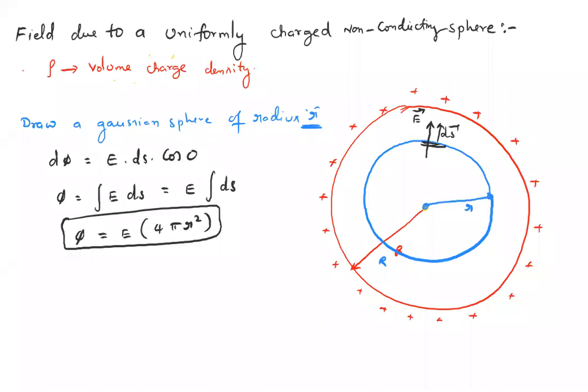Now, next one is field due to a uniformly charged non-conducting sphere. It is also similar to the conducting sphere, only the variation will come at the inside point. Outside and on the surface it is the same as the previous result. Only the variation will come for the inside point. How the variation will come at the inside point: it is a uniformly charged non-conducting sphere, that means the charge is distributed at inside points.